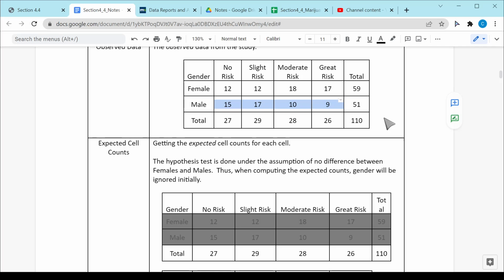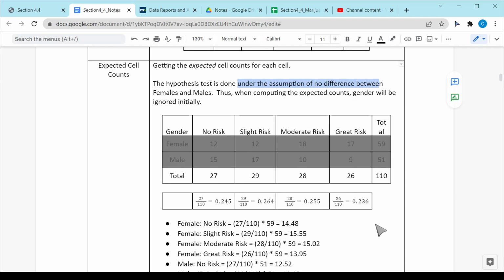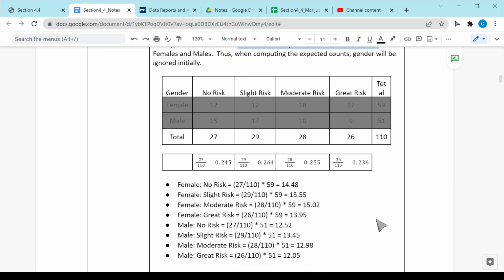Okay, so just like when we ran the chi-square test before, in order to get this done in a spreadsheet, I need the observed counts, which are these here, but then I also need the expected counts. The expected counts are computed under the assumption of no difference between the males and the females. So how do I get those? Let's talk a moment about how that is done.